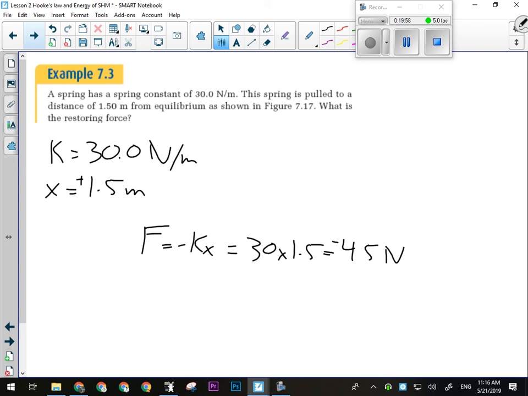Negative 45 newtons. So if it doesn't give you the specific directions, do you always assume that it's positive? Then you assume it's positive. Yeah, if they don't tell you, like this is a poorly worded question, it really should say right or left or something. Okay. Everybody okay with how that one worked? Okay. Hooke's law is not terribly difficult, right? Pretty easy formula.